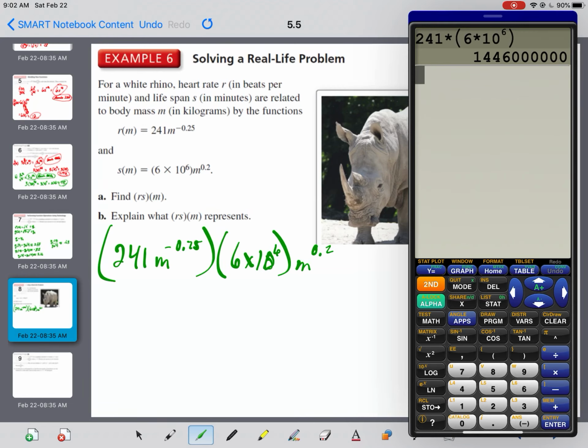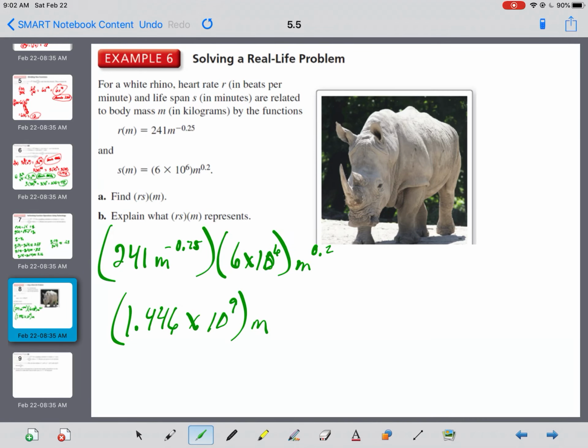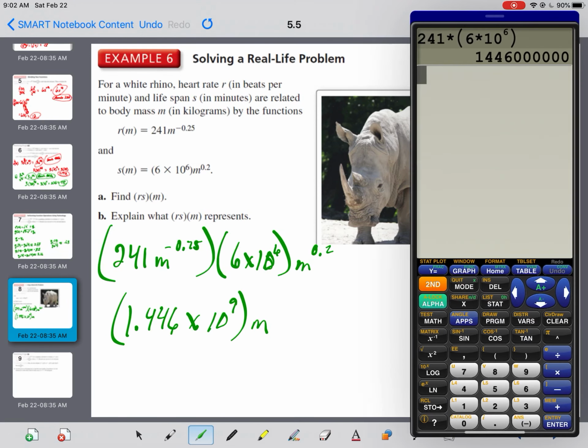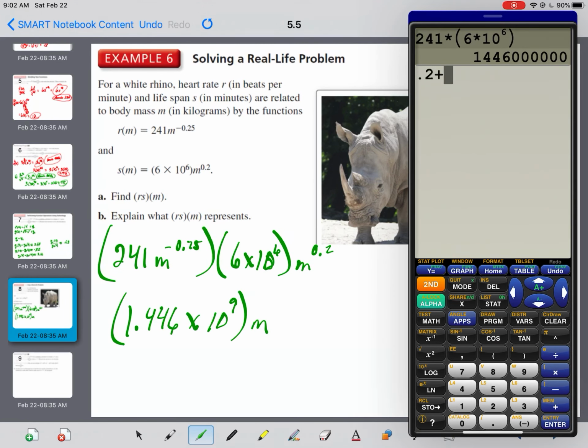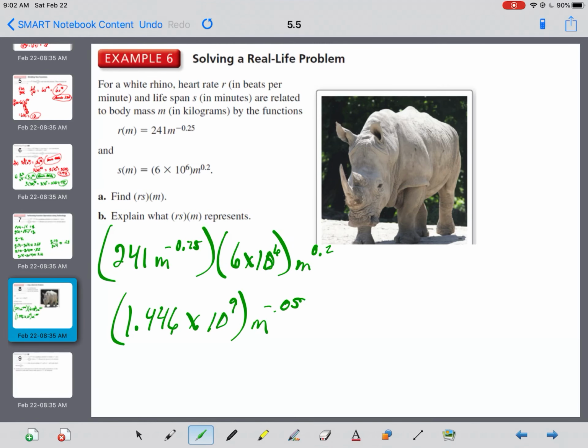Let's see. 1, 2, 3, 4, 5, 6, 7, 8, 9. So we could say 1.446 times 10 to the 9th. And then we got to deal with the m's part. M times m. Base is the same, so we add the exponents. So what is 0.2 plus negative 0.25? So to the negative 0.05. That's what we'd get there.